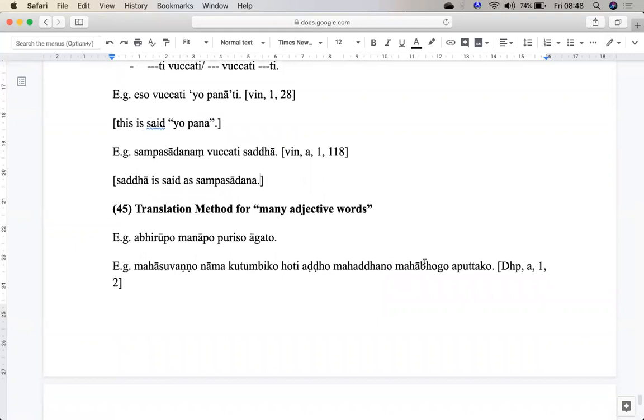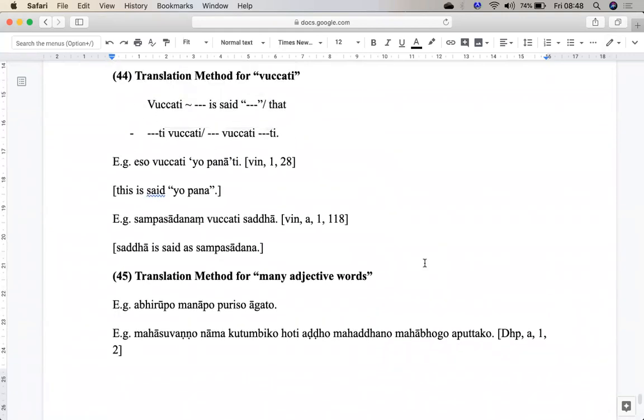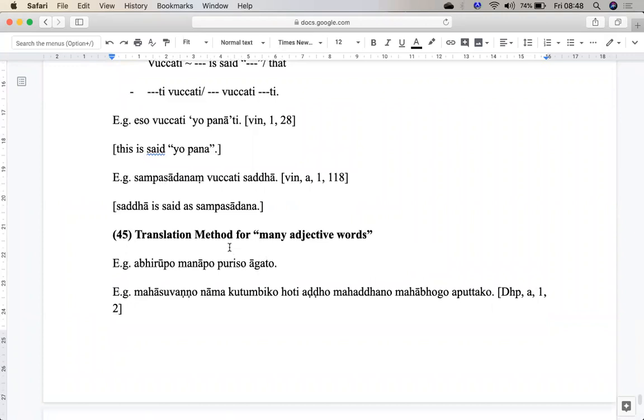Okay, and the last one, okay, we can finish today. Great. So translation method for many adjectives words. Okay, so in Pāli, not just in Pāli, in every language, maybe more than one, adjectives can be more than one. So at the time in Pāli, so the other way also we can understand here. First example, abirubo, manabo, buriso, agado.